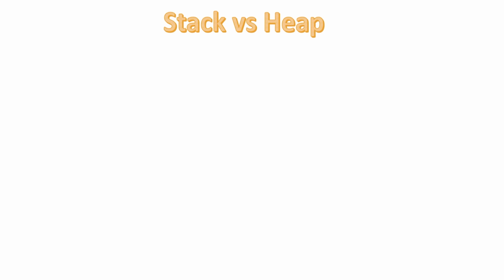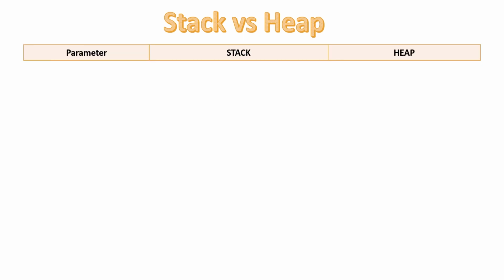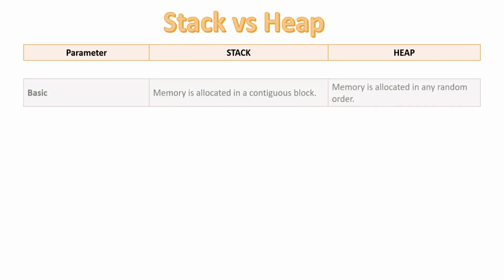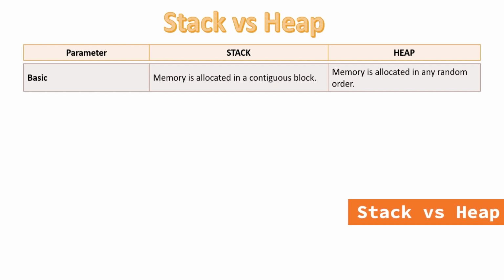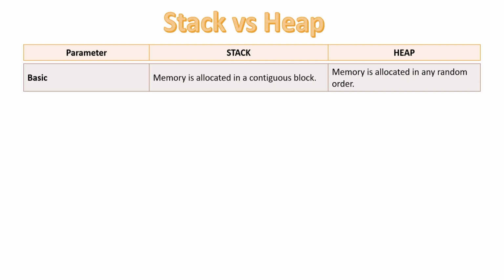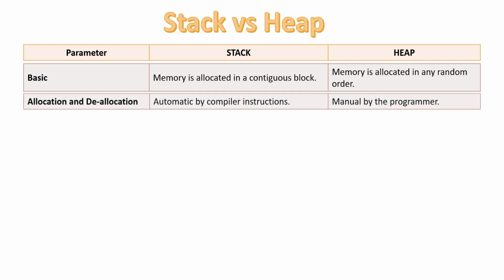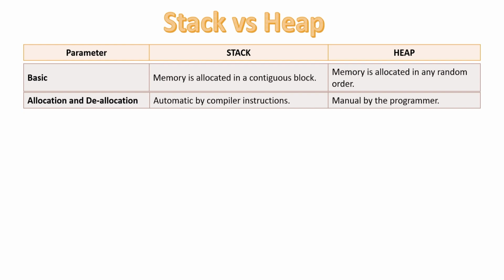Let's compare stack and heap and see the benefits we can get from using these different data structures. Let's compare the parameters with respect to stack and heap. The first one is the basic: the memory is allocated in a continuous block in the stack, whereas the memory in the heap is allocated in a random order. Hence, it is difficult to retrieve the exact value from the heap, as it takes some complex calculations in order to get the value from the heap. Then next comes allocation and deallocation.